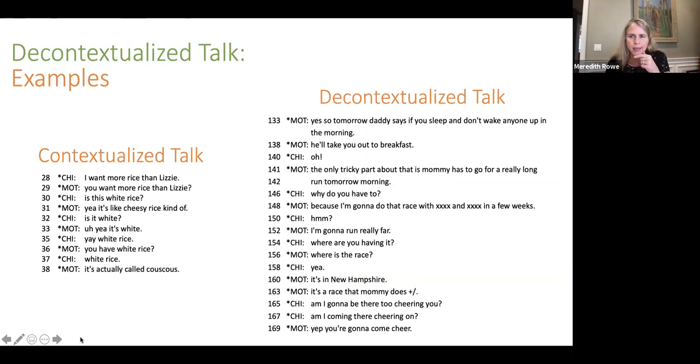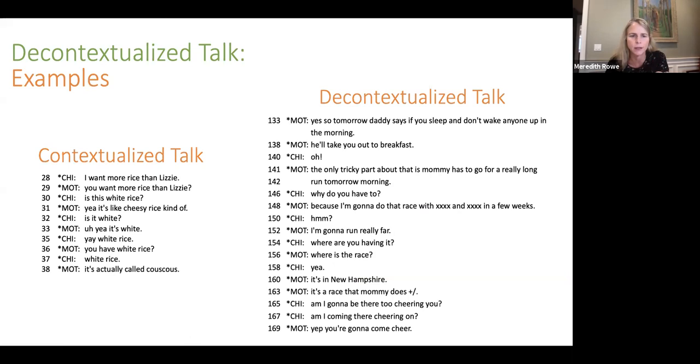So I'm going to show you just an example of what we mean. This is a mealtime conversation in a family. This is a middle-class family from the Boston area. And these two excerpts, the contextualized talk and the decontextualized, are from the same mealtime, same people. And this is just how we decide what is contextualized, what's decontextualized.